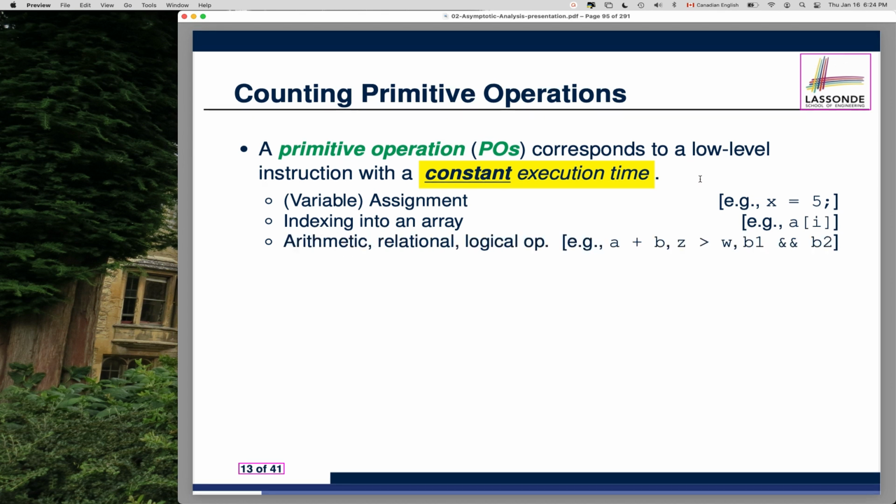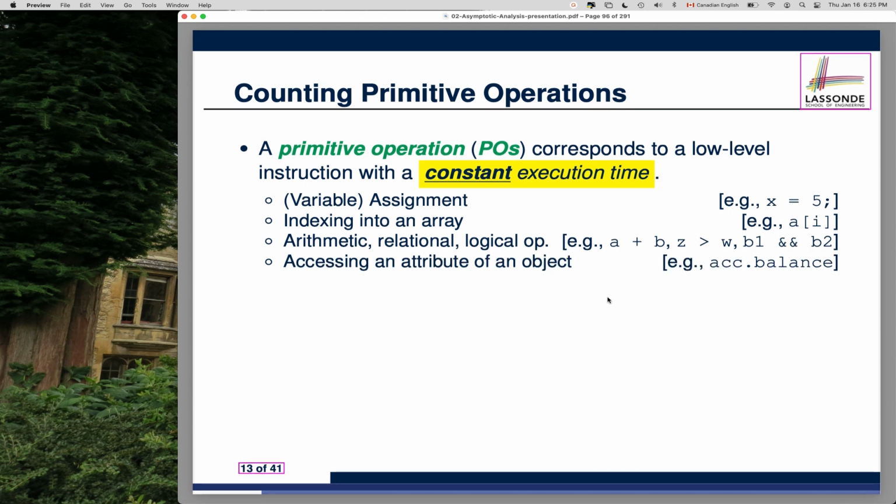And also arithmetic, relational, and logical operations will also be primitive. So here, one example: you can see the plus here is arithmetic. Plus, minus, multiply, divide, or modulo, the percentage sign operation, will also be arithmetic. And also relational operations: larger than, less than, equal, etc. And also the logical operations that we spoke about last time, the and and the or operators, will also be constant, also primitive operations. All right, so far, hopefully that makes sense.